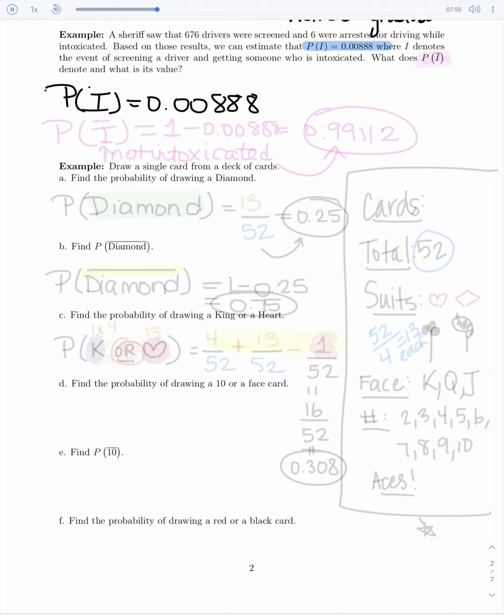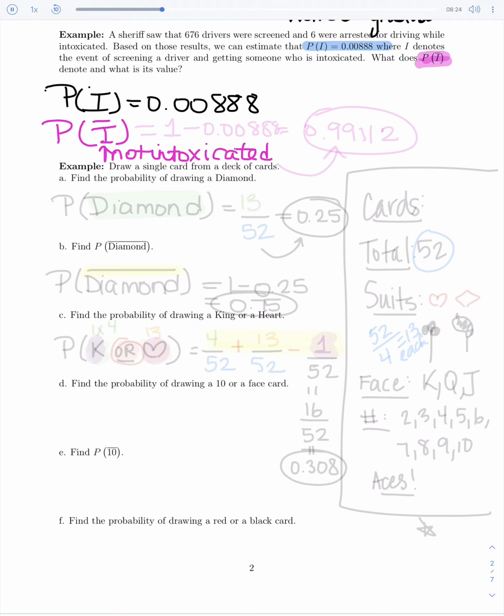So now they're going to ask us, in the final part, what does P of I with a bar on it say? Well, let's see. First of all, the bar means the reverse of whatever I says. I says that they're intoxicated, so sticking a bar on it means the opposite, meaning not intoxicated.